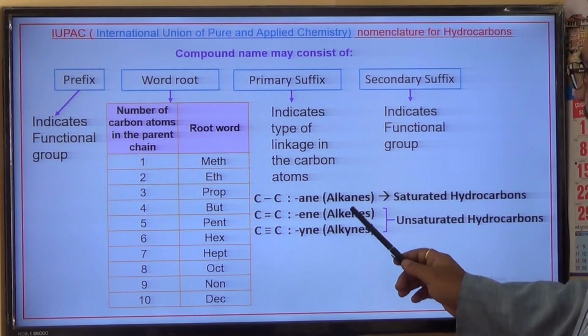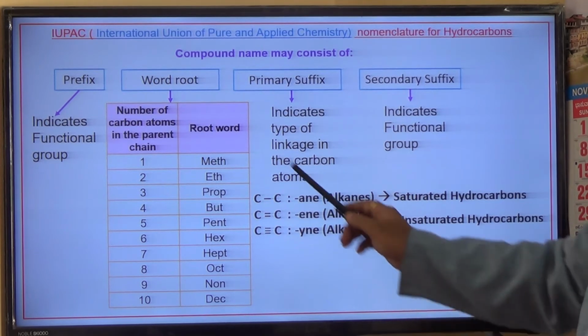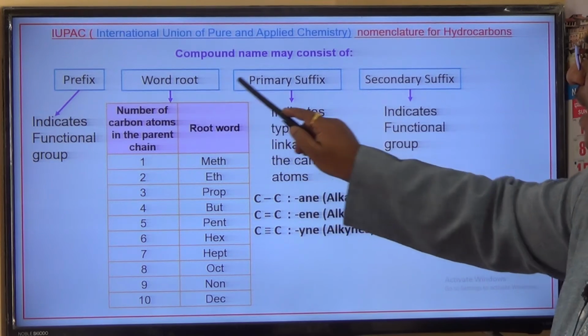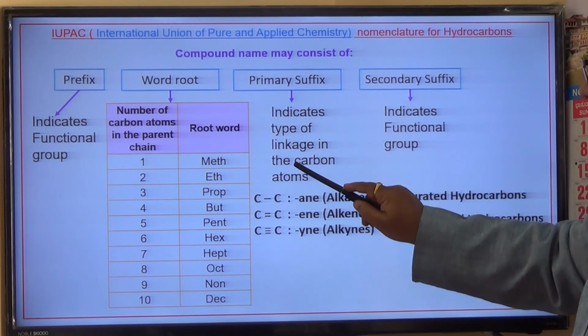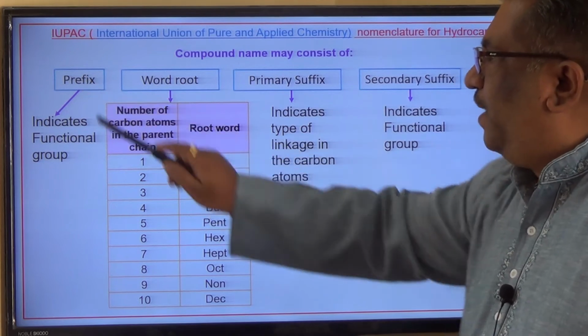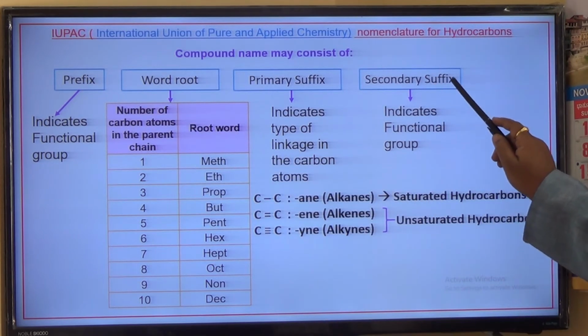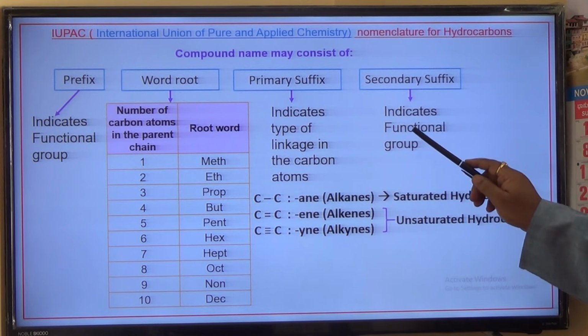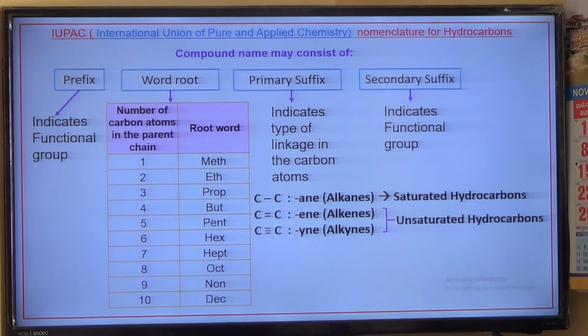For alkanes, alkenes, and alkynes, only the word root and primary suffix are enough. For functional groups, if the hydrocarbon contains a functional group, then we may require a prefix and secondary suffix, which we'll see after studying the functional groups.